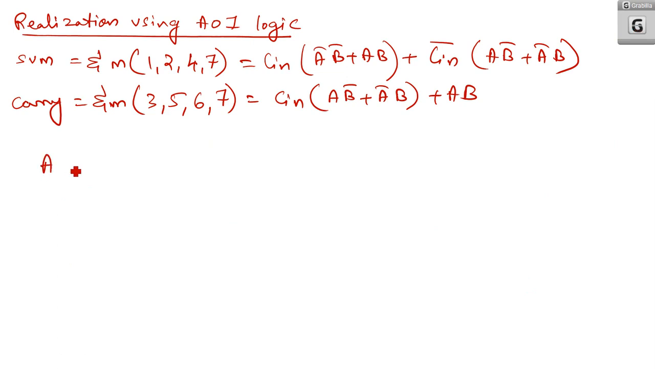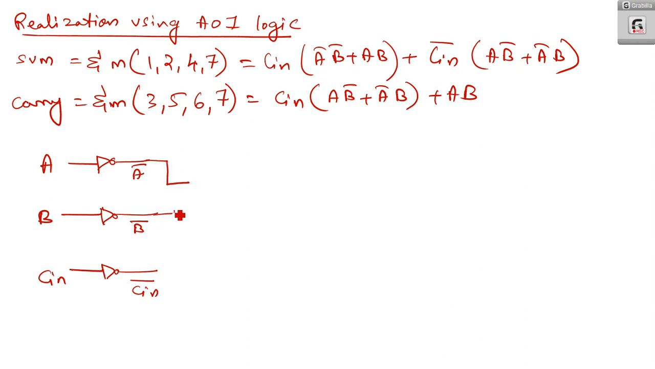So A is an input, B is another input, Cin is another input. Now here what you need? You need A bar, B bar as well as Cin bar. So I am taking A bar here, this is A bar. Now coming to B bar, this is B bar. Now coming to Cin, this is Cin bar. Now first term is A bar B bar, so you get an AND gate. So this is A bar B bar.